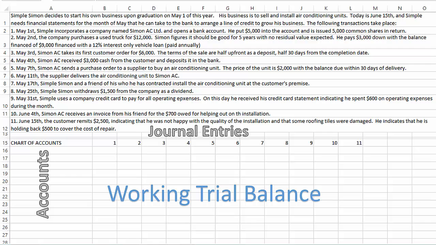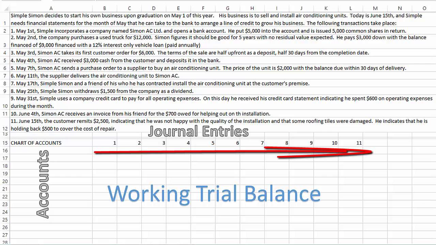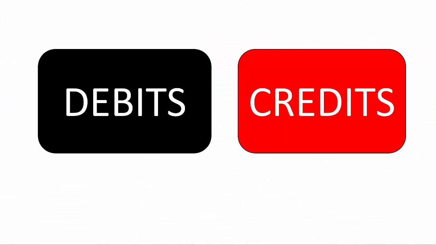So here we are in Microsoft Excel. Now pay close attention to how I create what is called a working trial balance. In a working trial balance, I will list my chart of accounts down the left-hand side of the screen. And across the top, I'm going to list my journal entries, which I've numbered from 1 to 11 to correspond to the transactions that are listed above.